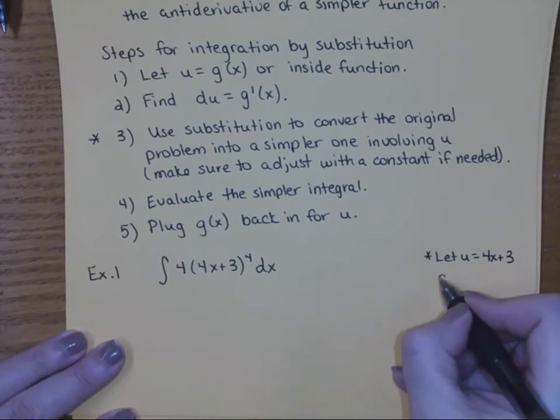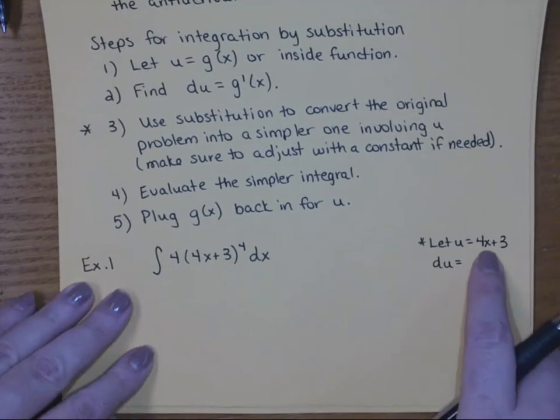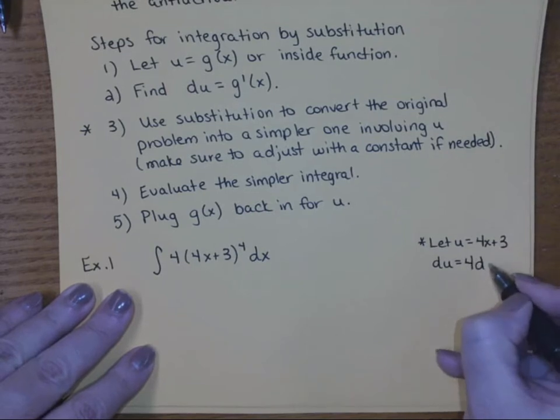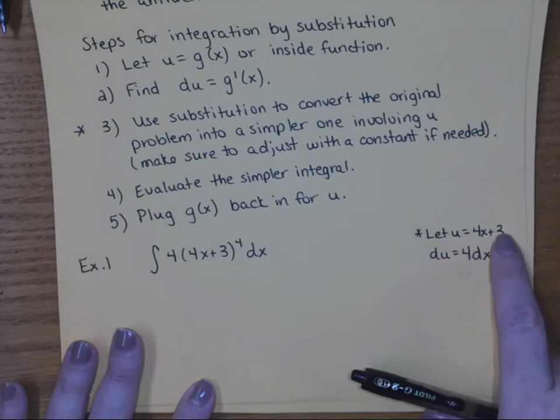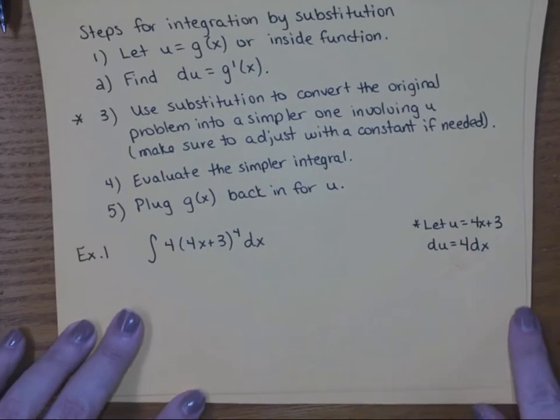Okay, and then you're going to find the derivative of that. So don't look over here. We're going to find the derivative of u. Now this is where it gets a little tricky. The derivative of this is 4, but then we also have to say dx because it's notation because we're changing from u to x. Okay, so just like there's notation here, we need notation here as well.